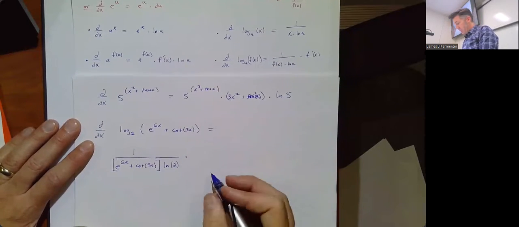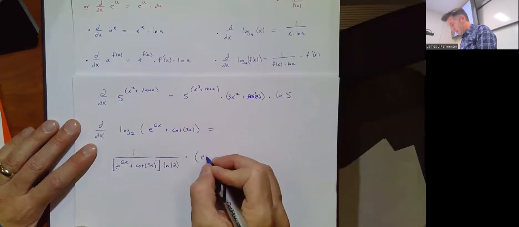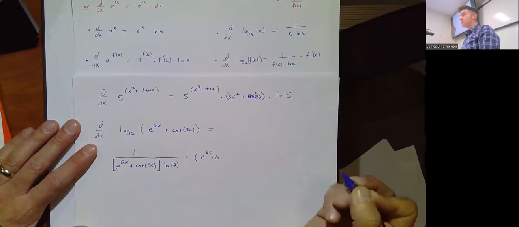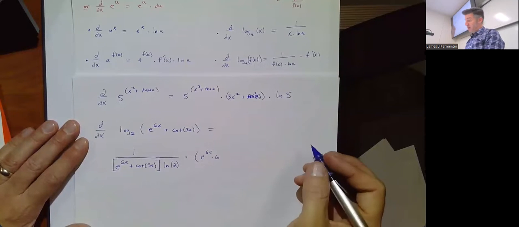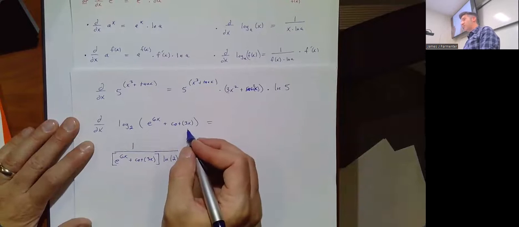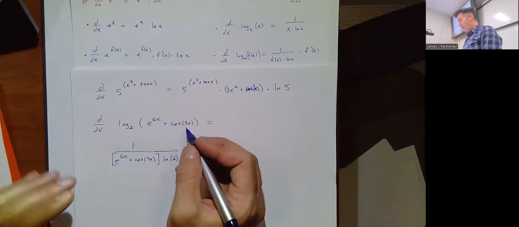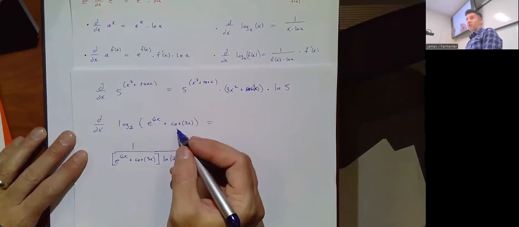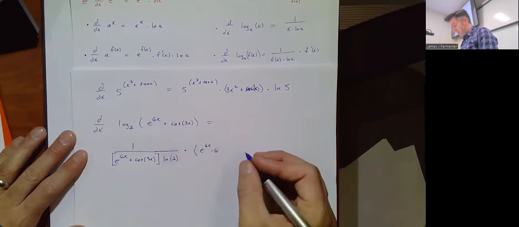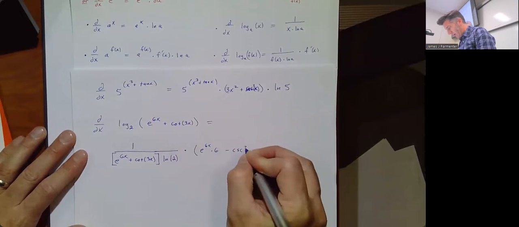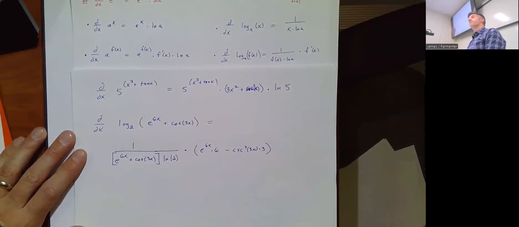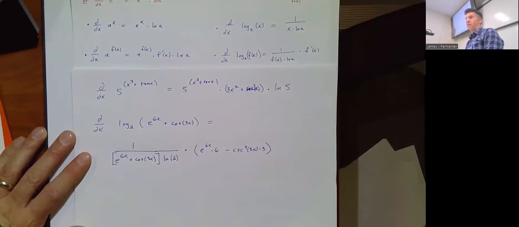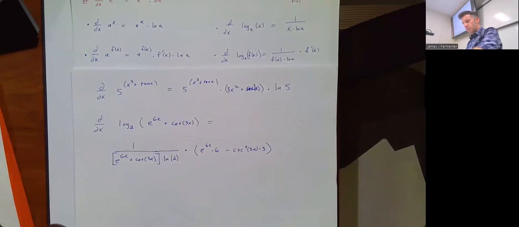The derivative of e to the 6x is e to the 6x times 6. Chain rule a second time. The derivative of cotangent of 3x is the derivative of cotangent of some new stuff, and the derivative of cotangent of x is negative cosecant squared of x. So the derivative of cotangent of 3x is negative cosecant squared of 3x times the derivative of 3x, which is 3. So that's how we would tackle that sort of monstrosity. Okay.